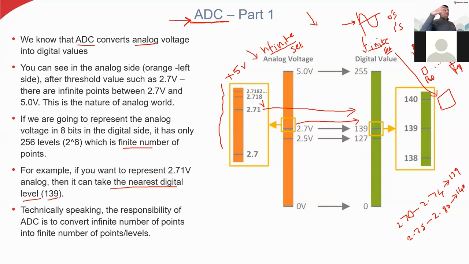When we sense the temperature using the temperature sensor, the sensor will convert that physical parameter, the temperature, into voltage, that is the analog voltage. Then this voltage will be converted into digital values, zeros and ones. First it will convert into these levels, and then each level is represented by binary values, as we know.